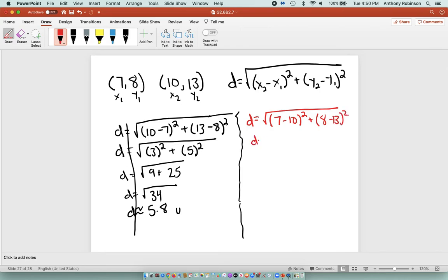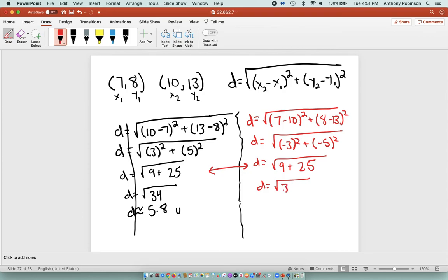D equals the square root, so this would be negative 3, and this would be negative 5. As previously stated, when I square a negative value, I get a positive value, so this would be 9, and this would be 25 again. As you see here, they are the same. Square root of 34, D equals 5.8 units. That is an example of how to use the distance formula to find the distance between 2 points.